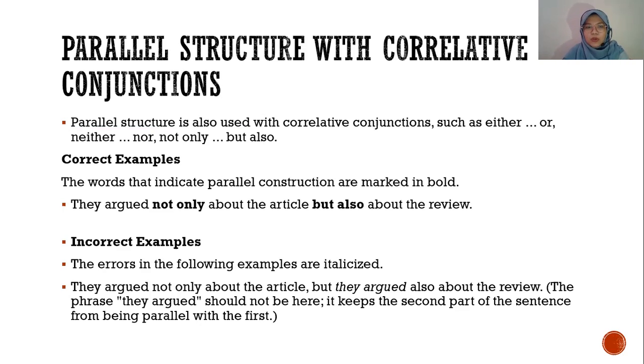So let's have a look at an incorrect example. So they argued not only about the article, but they argued also about the review. So we couldn't separate the part also. We have to put it together. In these incorrect examples, they separate the part but and also, but we couldn't do that. So please pay attention whenever you need to write with correlative conjunctions. Not only but also, you could not separate the words but and also.